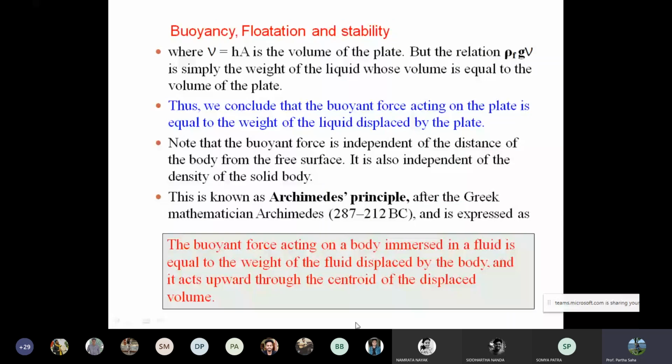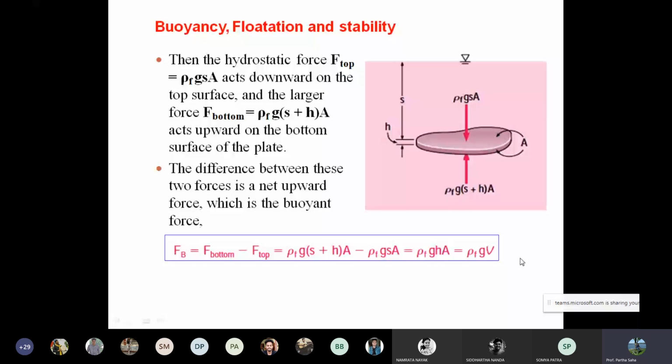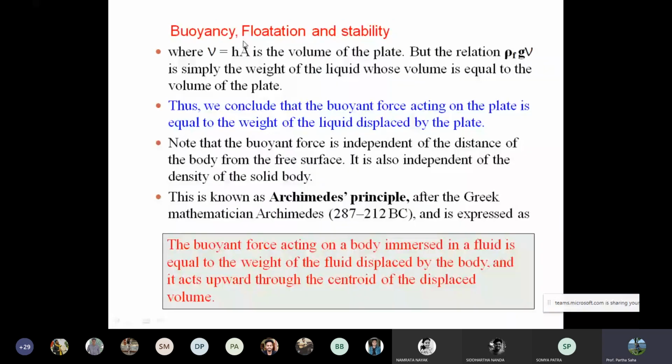Here V is the volume of the plate, but the relation ρF g V is simply the weight of the liquid whose volume is equal to the volume of the plate. So as you see, what you have done: ρF g H A, ρF g V, where V is the volume, right? V is actually H A, height into area, the volume of the plate. In the relation ρF g V, ρF V is the mass, and mass into g is the weight of the liquid which has been displaced, right?